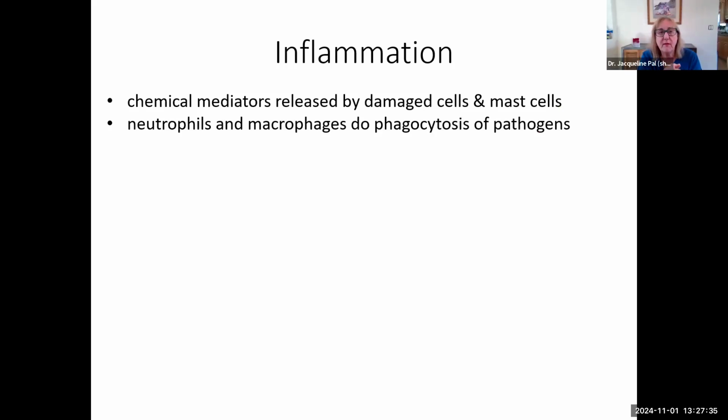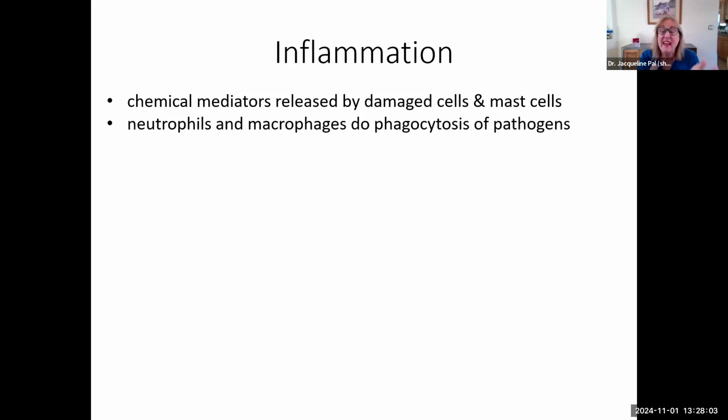So when we have an inflammatory process, the damaged cells as well as mast cells can release chemical mediators. Do you remember what mast cells were? What type of white blood cell, when it leaves the bloodstream and goes into tissue, do we call a mast cell? Here's a hint. It's because it contains histamine. Okay, so go back and figure that out.